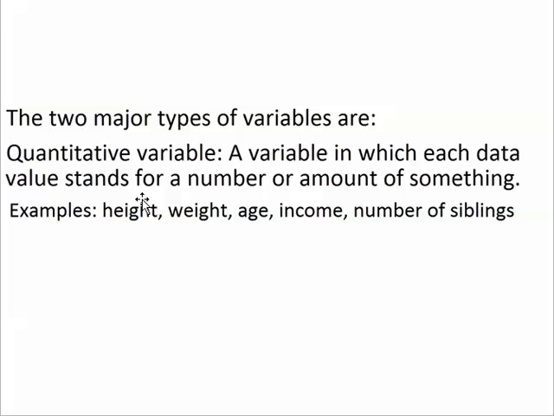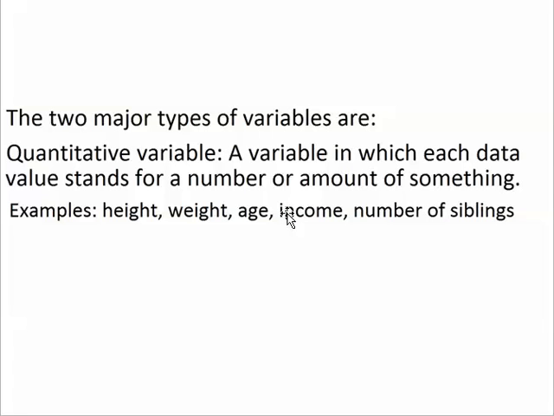Each time I record a person's height, I'm recording an amount of height. Each time I record a person's age, I'm recording an amount of age. Each time I record a person's income, I'm recording an amount of income. That's why these are all quantitative variables.